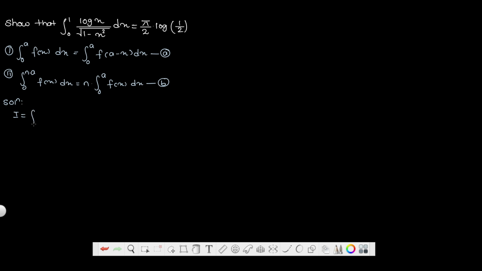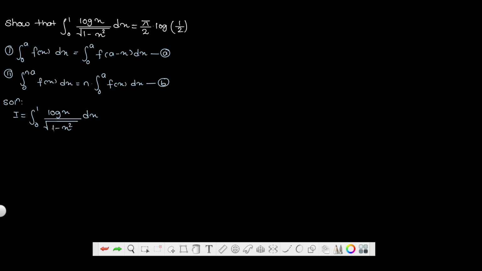Our question is I equals the integral from 0 to 1 of log x over the square root of 1 minus x square dx. Whenever in the denominator you see a form like root of a square minus x square, you can substitute x equals a cos theta or a sin theta, whichever you like. So I'll go with a sin theta.